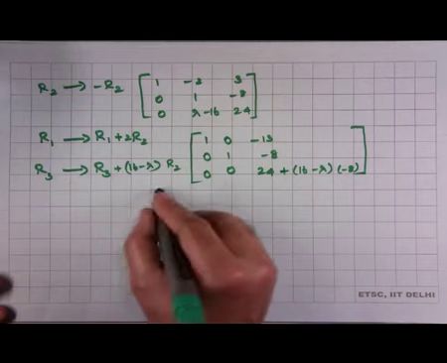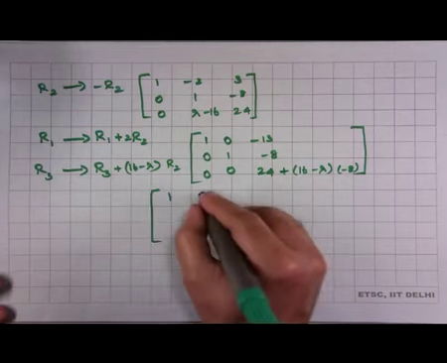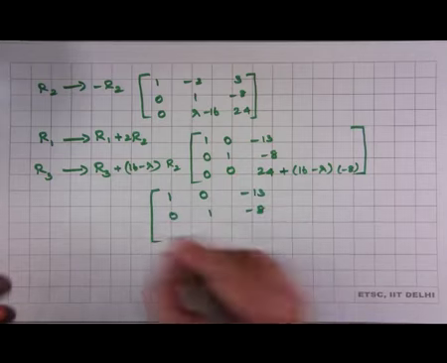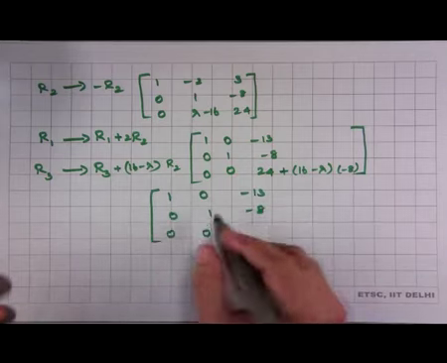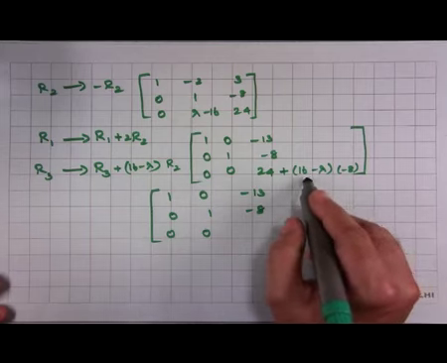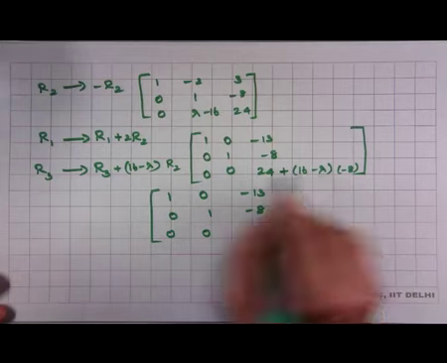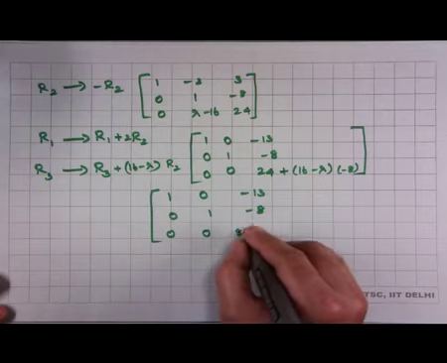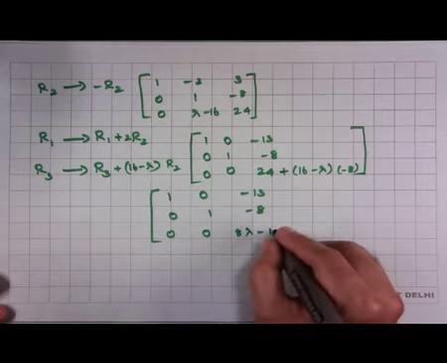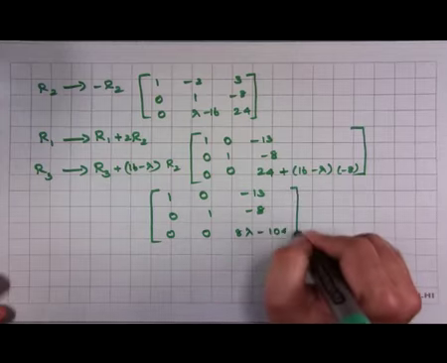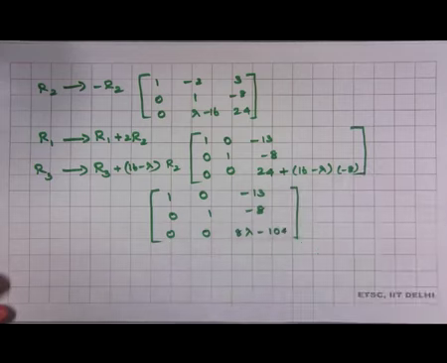So, let us write it down. 1, 0, minus 13, 0, 1, minus 8, 0, 0, minus 128 plus 24. So, you will have 8 lambda minus 104, right? 8 lambda minus 104.